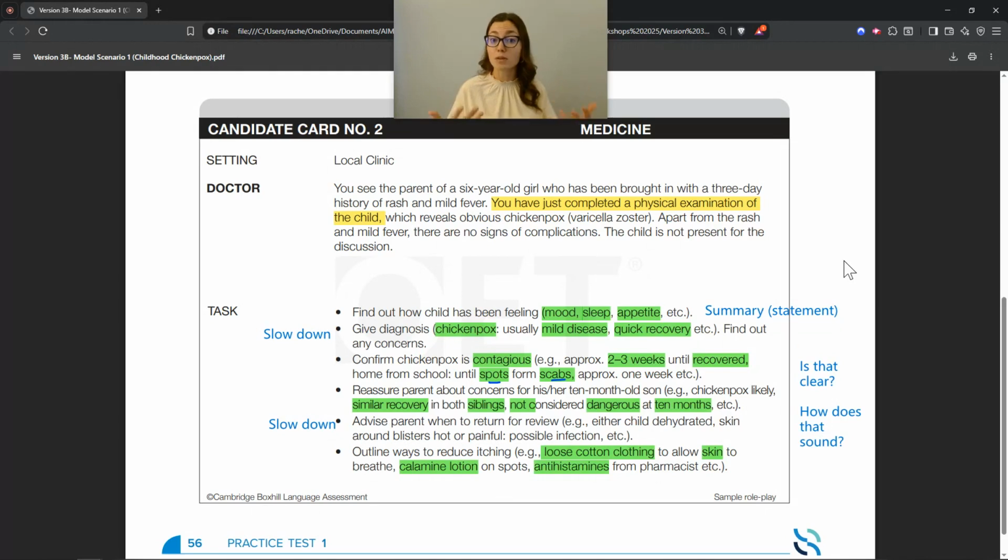Now, the other important part of slowing down is this is new information for your patient. The patient, as we see in the role play, doesn't know what chickenpox is. So this is new for her. And therefore, everything should be slowed down so that she can absorb it and then she can ask her questions as well.